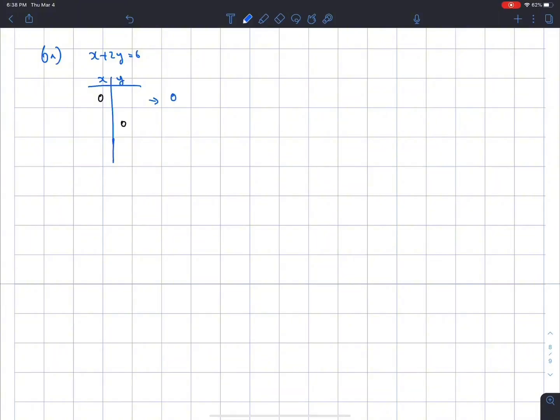So if x is 0, we get 0 plus 2y equals 6. 2y equals 6. And then just dividing both sides by 2, we get y equals 3. And then this time our y is 0, so x plus 2 times 0 equals 6. And we just get x equals 6.